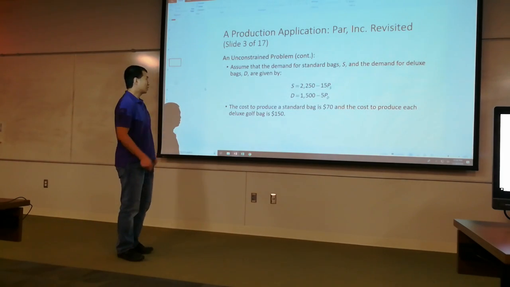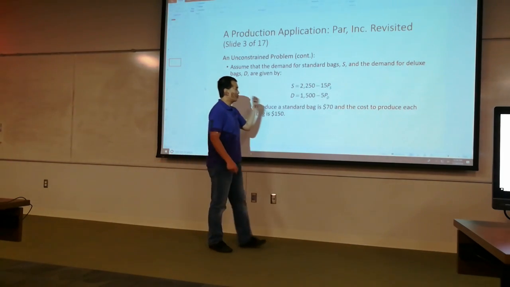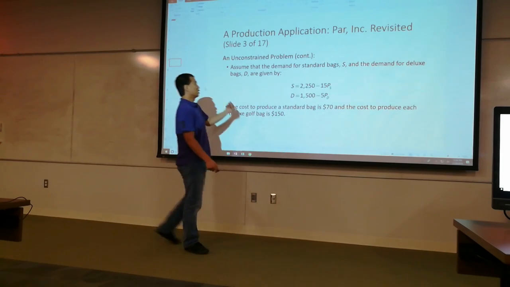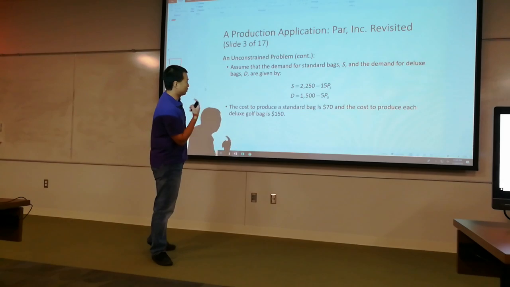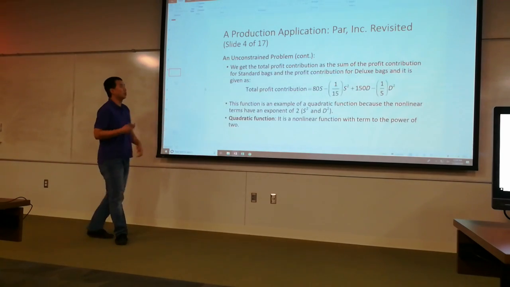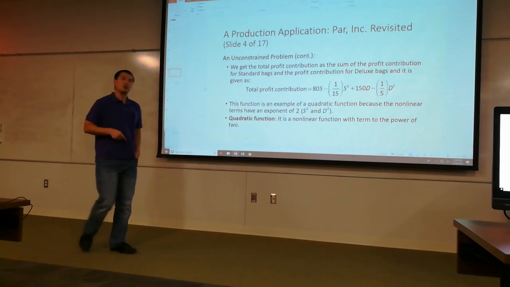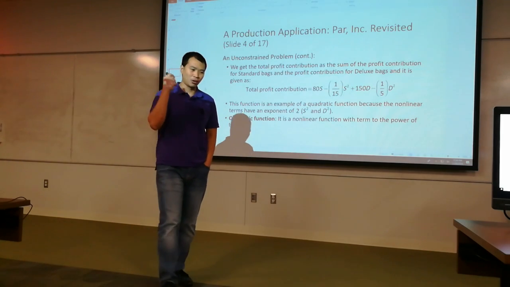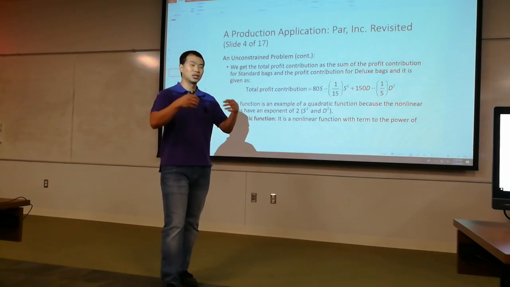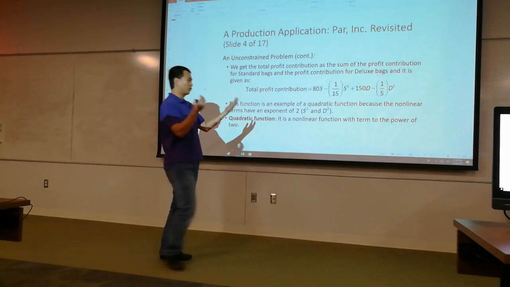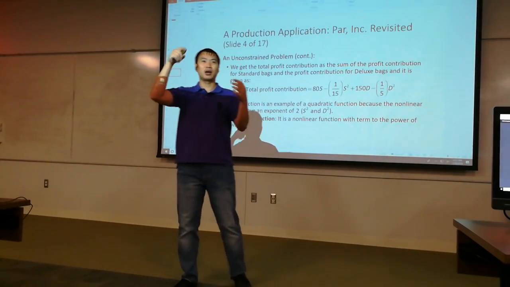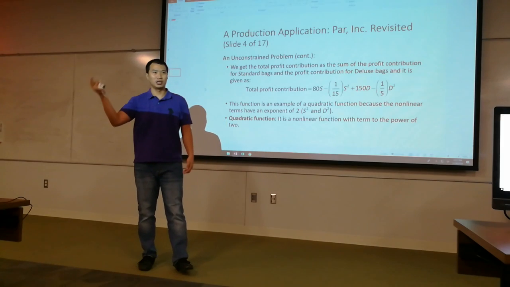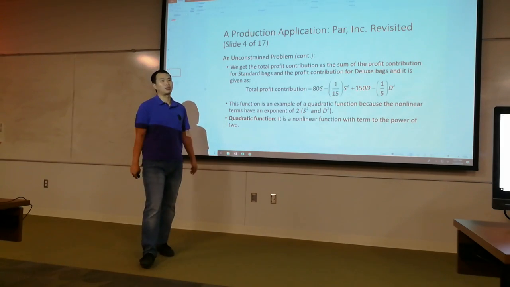And still we have the cost. The cost to produce a standard bag is $70, and the cost for producing a deluxe bag is $150. So we have those two numbers. When we calculate the profit, the formula is the price minus the cost, times the quantity you sell. That's the profit function.